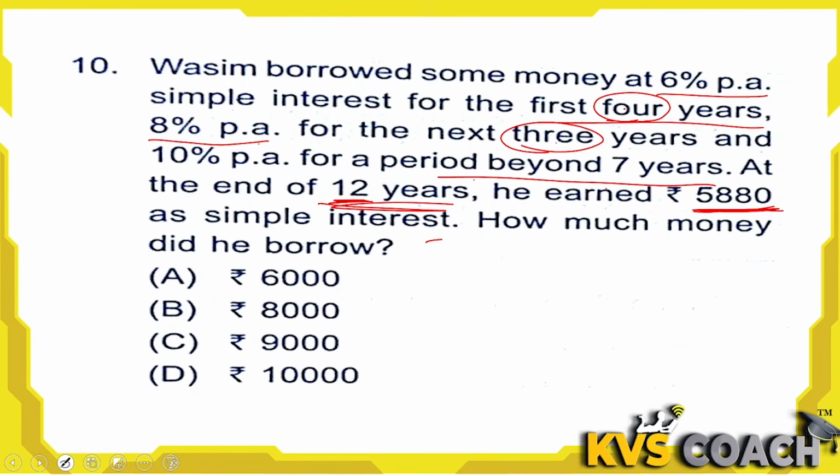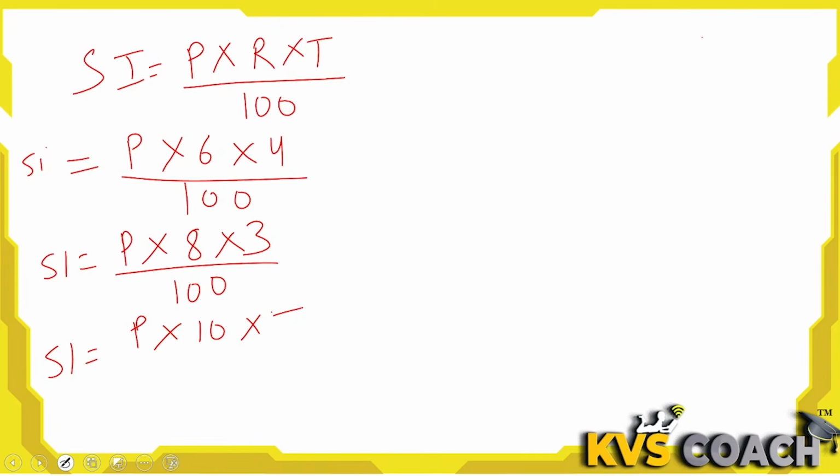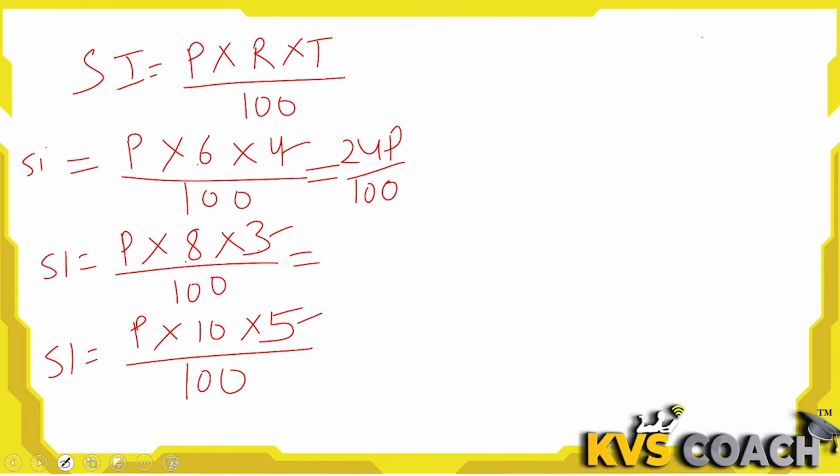It means 7 plus 5 is 12. It means here he got 10% for the 5 years. So we have to calculate for the third period, for 5 years. Then it was 12 years: 4 plus 3 is 7, 7 plus 5 is 12 years total complete. Then what will be the value? 6 fours are 24, so 24P upon 100 for the first period, 8 threes are 24P for the next period, and 5 tens are 50P for the third period.